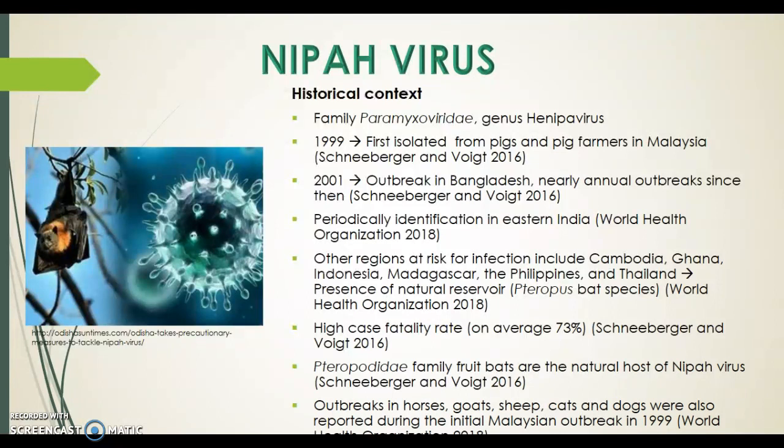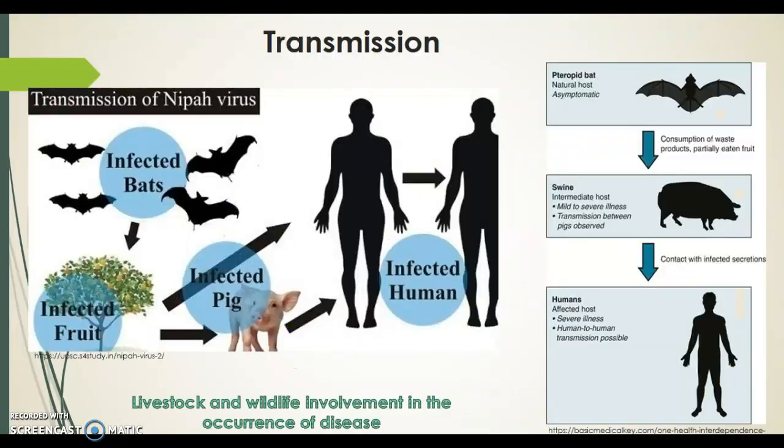Other regions at risk of infection include Cambodia, Ghana, Indonesia, Madagascar, the Philippines, and Thailand, due to the presence of the natural reservoir of the virus, which is the Pteropus bat species. It has a high case fatality rate, on average 73%. As mentioned before, the Pteropodidae family fruit bats are the natural host of Nipah virus. And outbreaks have been seen in other livestock and domestic animals during the initial Malaysian outbreak in 1999.